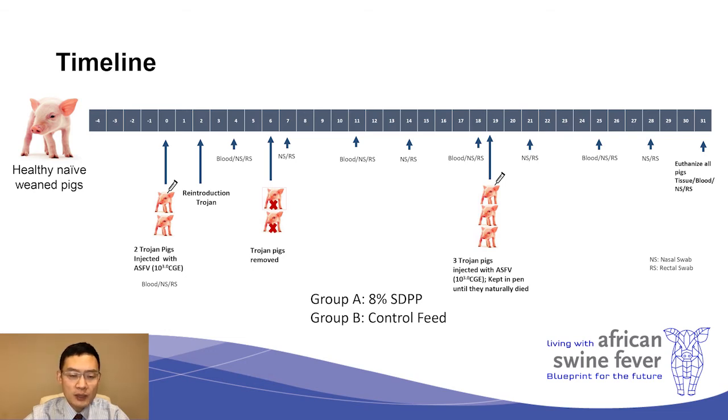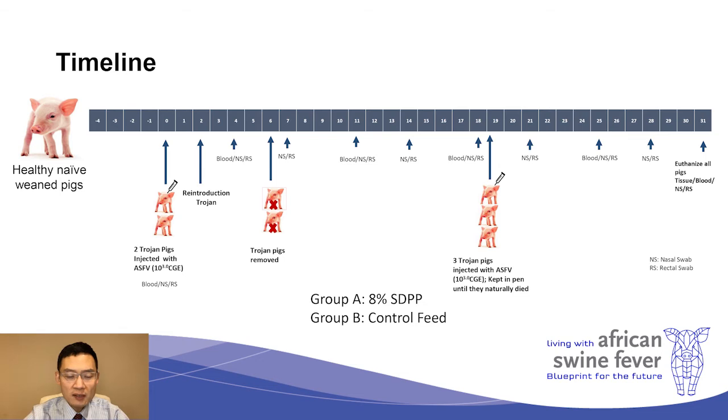Again, this is the timeline. All pigs were brought into this facility 4 days before the trial started, to give them time to acclimate to the facility. On day 0, we randomly selected 2 pigs from each group and injected the live African swine fever virus into these 2 pigs. We call them Trojan pigs. We observed those 2 pigs for 2 days. After confirming they were all infected with African swine fever virus, we put them back into their original pens.